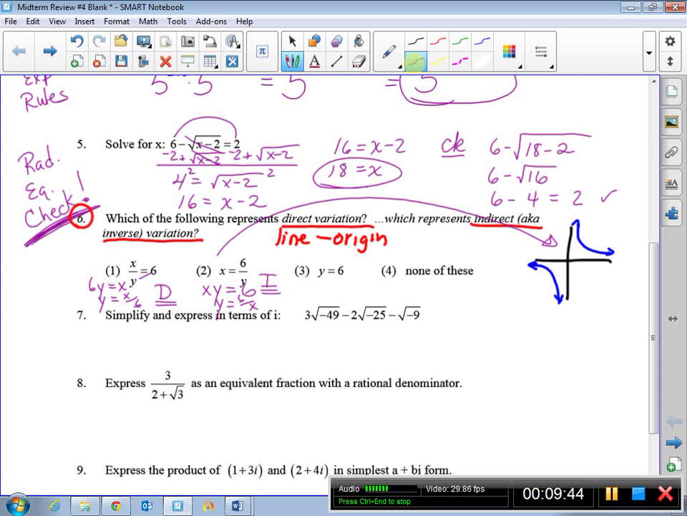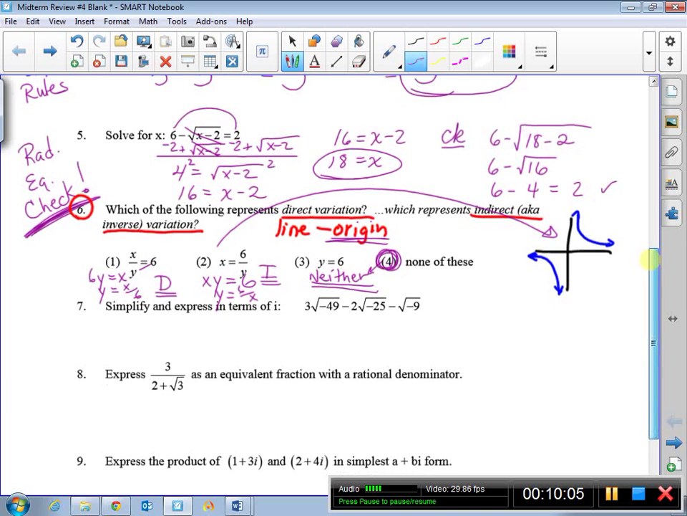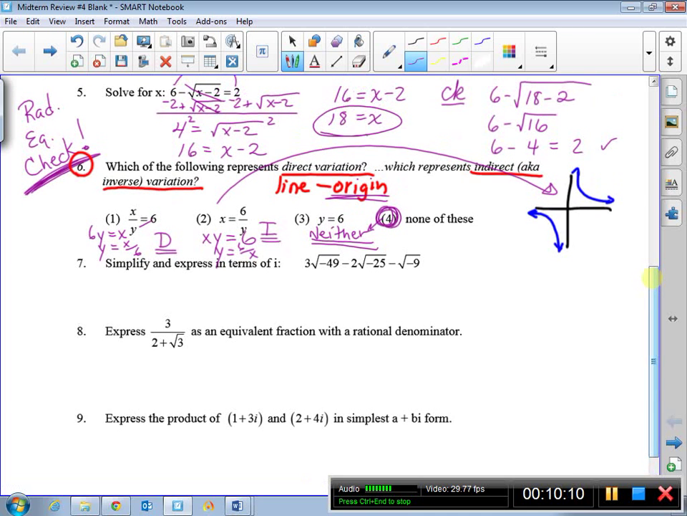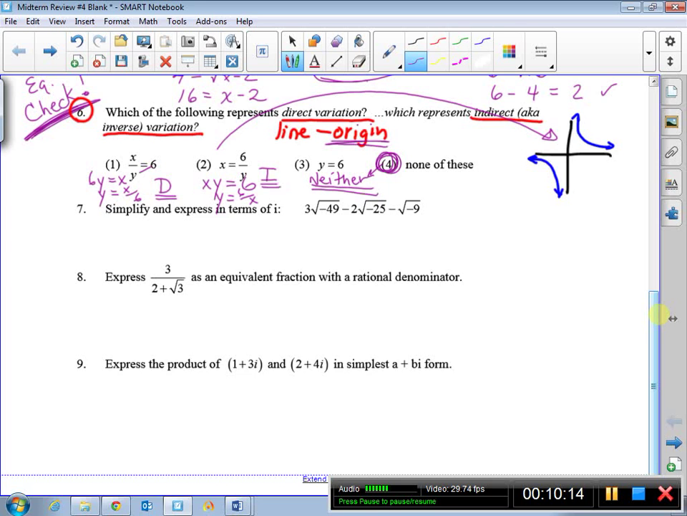Number 3 is a horizontal line through 6. So this one is neither. Because remember, to be direct variation, you need to go through the origin. And I guess this got moved. None of these was a choice, so that got moved. That's a little weird. Inverse, none of these. Oh, which of the following represents direct variation? Which, okay, whatever. There we go. Direct, indirect, and neither. Number 7.